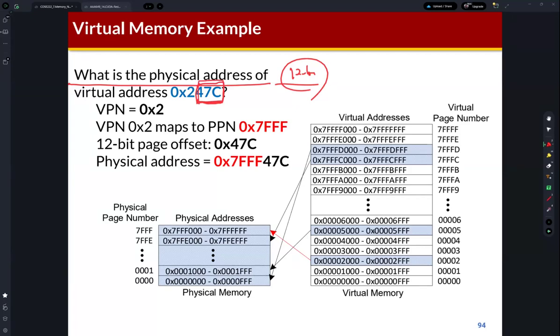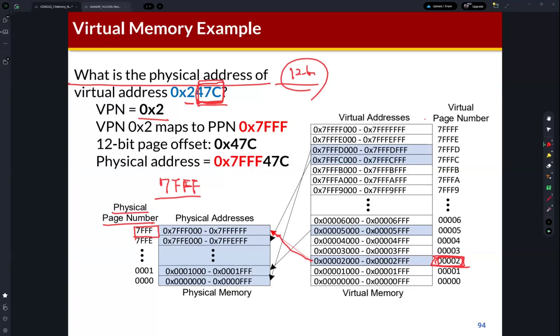Then the virtual page number is 2, right? So where is the 2? Virtual page number 2 is here, and then you can find that virtual page number 2 is translated into the physical page number 7FFF, right? So the upper part of the physical address is 7FFF.